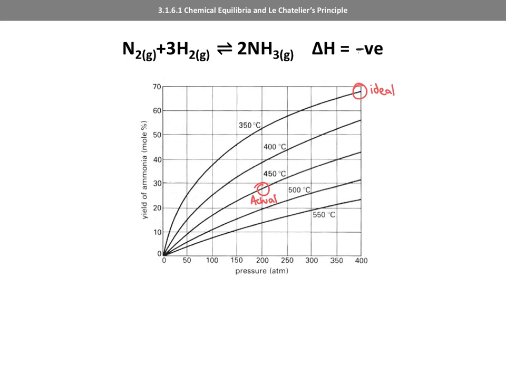When it comes to pressure, a high pressure would give us the greatest yield, but the only problem is that pressure is very expensive. The equipment itself is very expensive if you're going to contain those high pressures, plus you need a great deal of energy. So what we're looking at here is compromises. One of the things that's part of the A-level spec are compromise conditions.